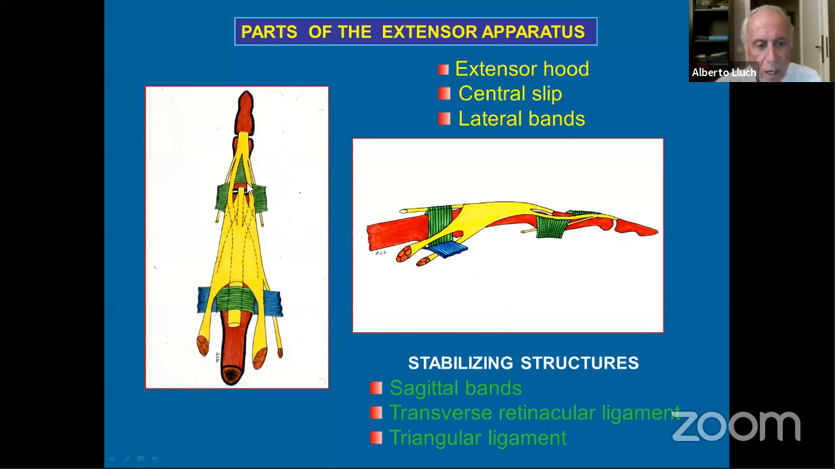The triangular ligament unites and holds together both lateral bands to prevent them from displacing excessively anteriorly. So sagittal bands stabilize the extensor tendon, the transverse retinacular ligament prevents the lateral bands from going excessively dorsal, and the triangular ligament prevents the lateral bands from going excessively volar. And this is the oblique retinacular ligament that we will discuss later on.